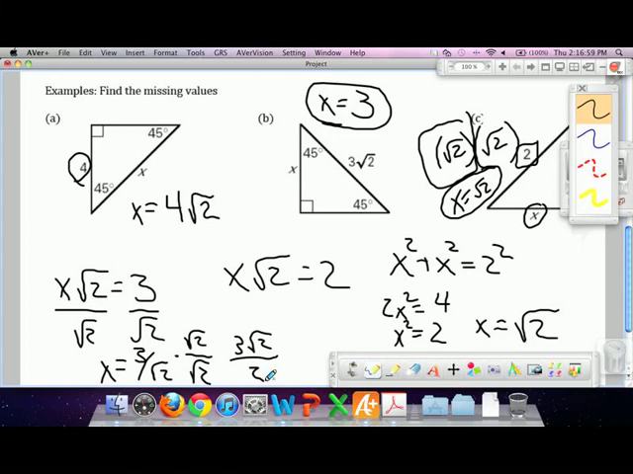But the gist of the thing is, if it's not evident, then since these are 45, 45, 90s, that means the legs are the same. So you can do x squared plus x squared equals the hypotenuse squared as a second way to solve it. You can always fall back on this guy. You can always fall back here if you need to. Okay.